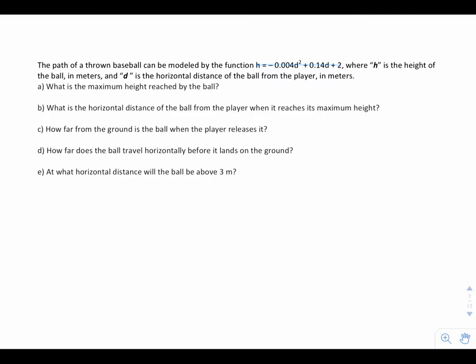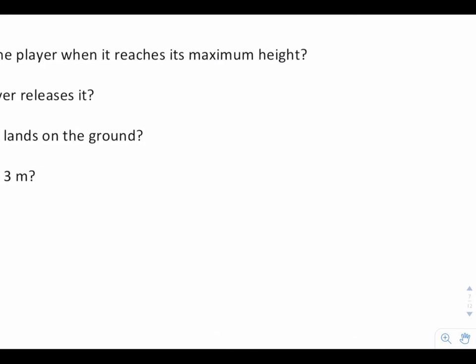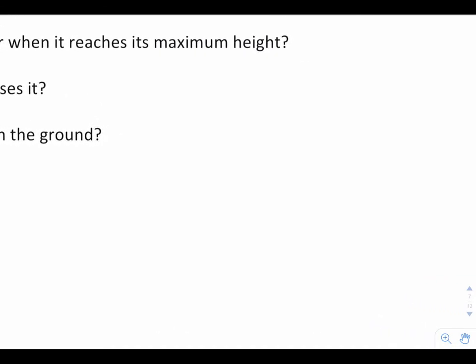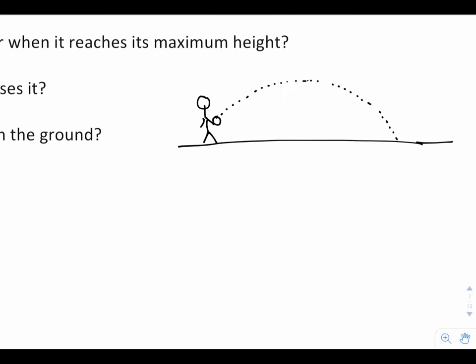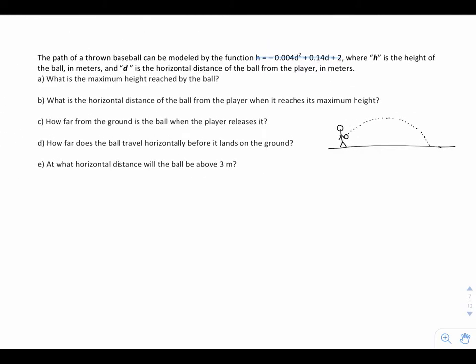So even before I start answering any questions, I'm going to draw just a quick little sketch of what's going on here. Here is my ground. Here is my player. He has a baseball in his hand. I know I am such an amazing artist. He throws the ball up in the air. This is the path it takes. It's parabolic, and it comes and hits the ground at some point. So that is just my visual representation of what's going on.